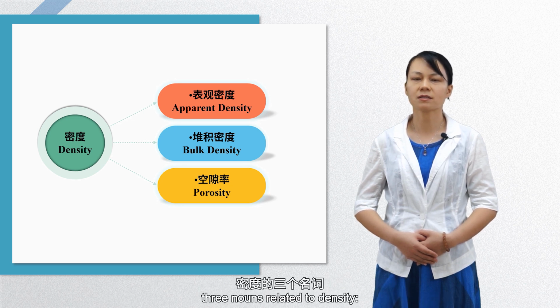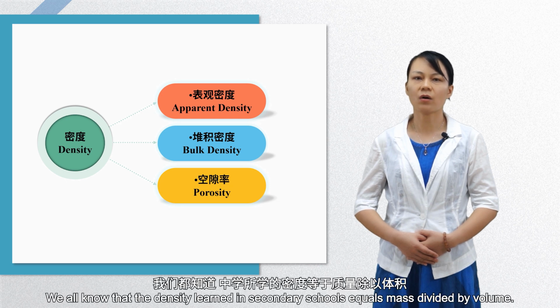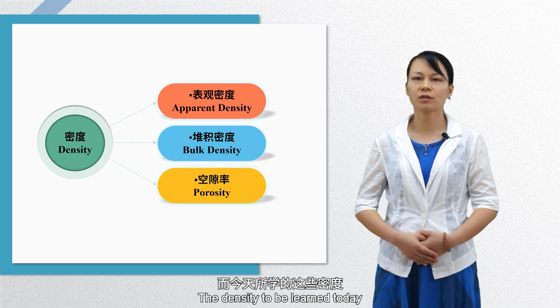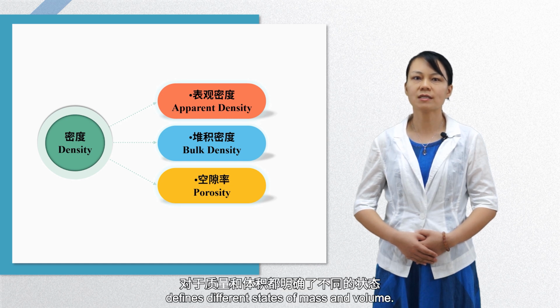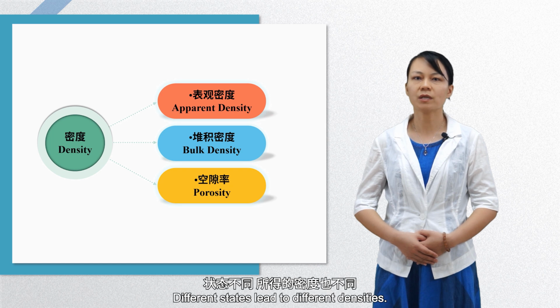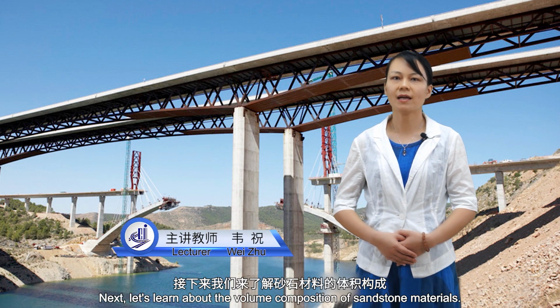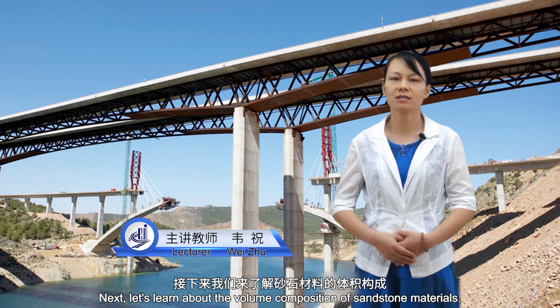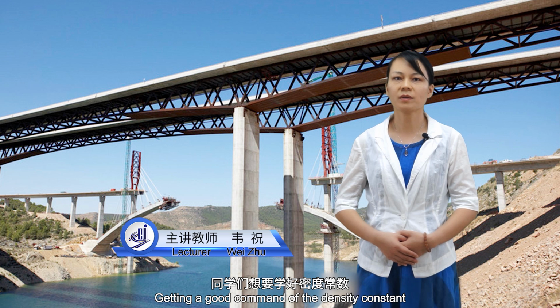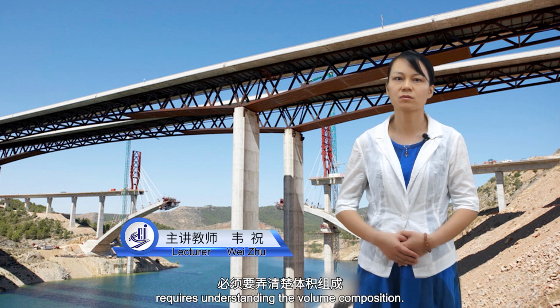3 nouns related to density: apparent density, bulk density, and porosity. We all know that the density learned in secondary schools equals mass divided by volume. The density to be learned today defines different states of mass and volume. Different states lead to different densities. Next, let's learn about the volume composition of sandstone materials. Getting a good command of the density constant requires understanding the volume composition.